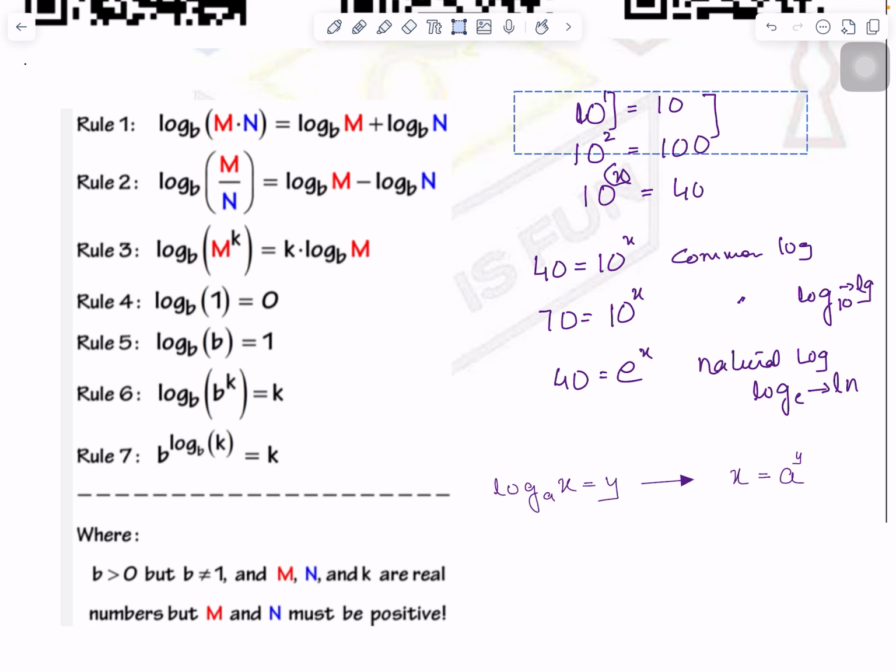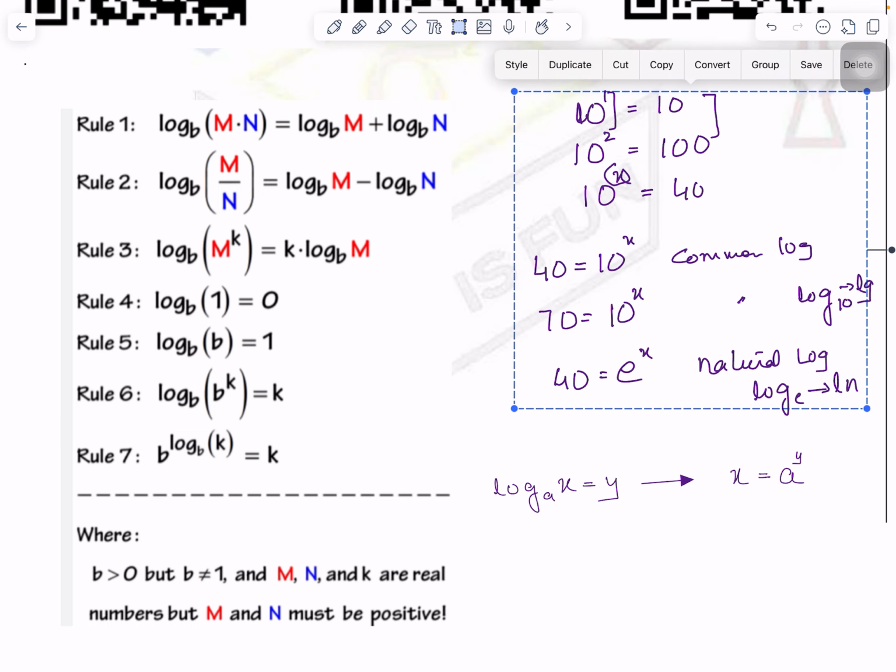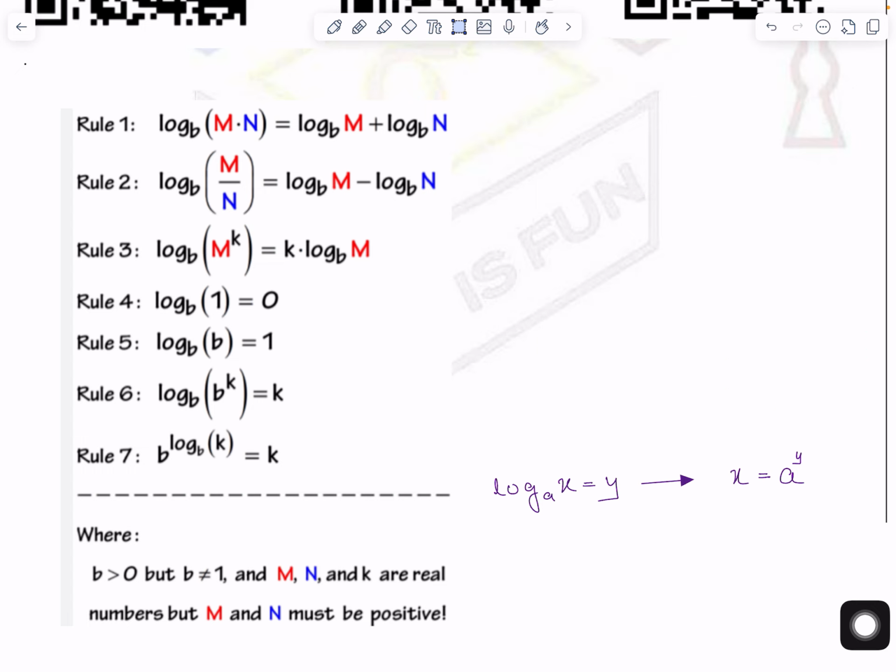Now we will come to the log rules so that we can apply them. There is a limitation in log. Log is only defined for positive numbers. So for example, let me write here the same example I have taken: 40 is equal to 10 power x. How will I apply log to get this value of x?